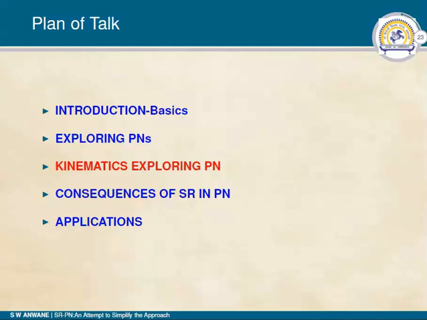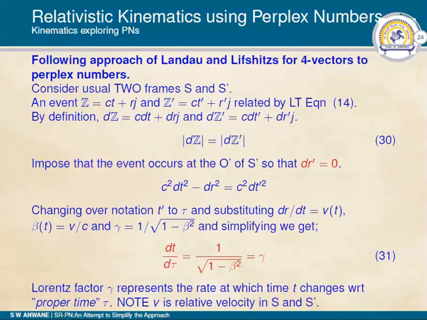Now friends, we are in the third quarter, Kinematics, exploring perplex numbers. Here I am going to follow the Russian authors' approach, Landau and Lifshitz, which they have used for 4 vectors, and implementing that approach of 4 vectors for perplex numbers. This is the already known thing for 4 vectors, but this is being applied for the first time to perplex number. That is the novelty.